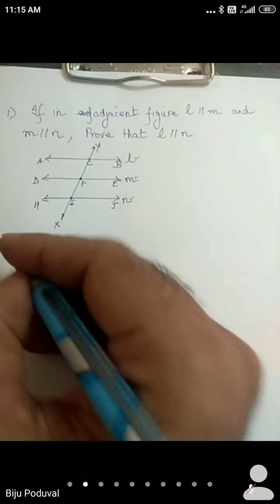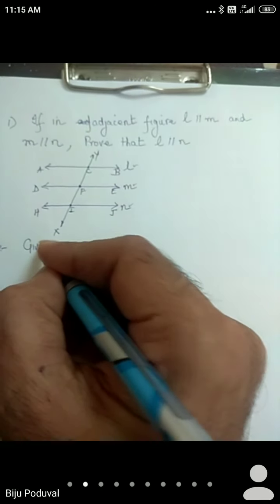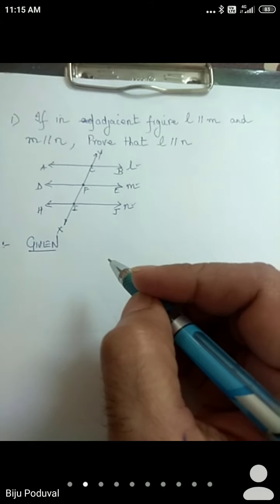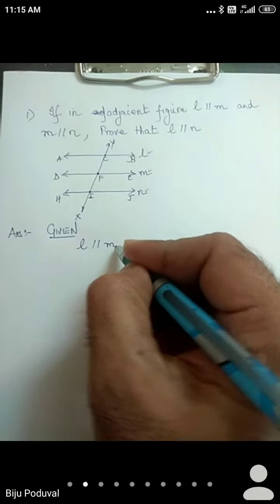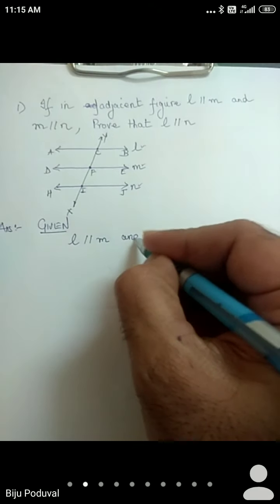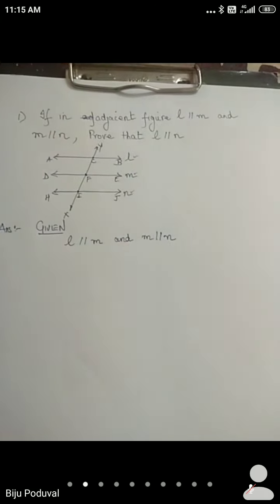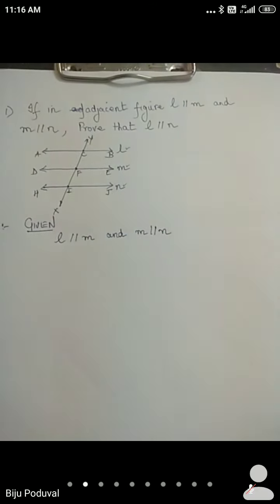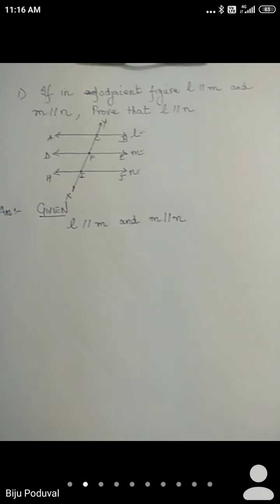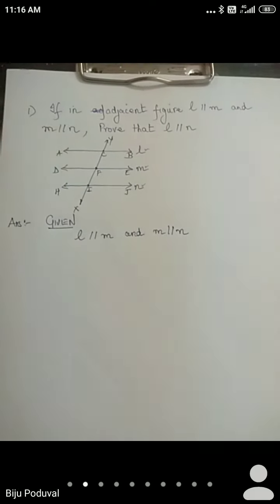Let me start my answer. For the first thing, what will I write? I will write given. What is given? L is parallel to M and M is parallel to N. Now don't answer out of turn. Raise your hands. Give me the next step. So given is, L is parallel to M and M is parallel to N. What is the next step?